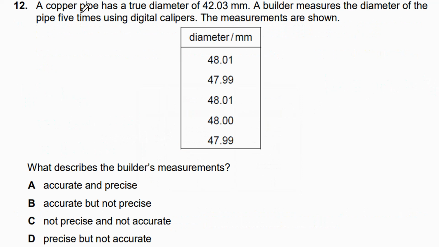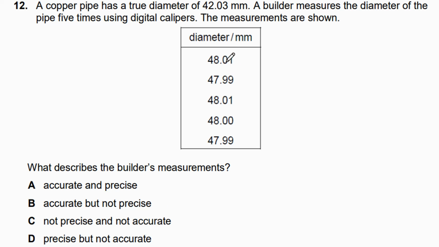So it says a copper pipe has a true diameter of 42.03 millimeters. A builder measures the diameter of the pipe 5 times using a digital calipers, and we are given the measurements here. What describes the builder's measurements? Accurate and precise, accurate but not precise, not accurate and not precise, or precise but not accurate.